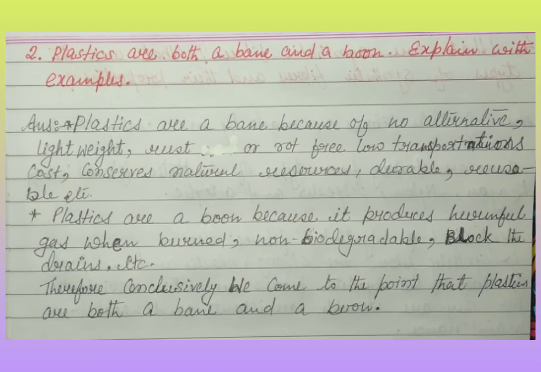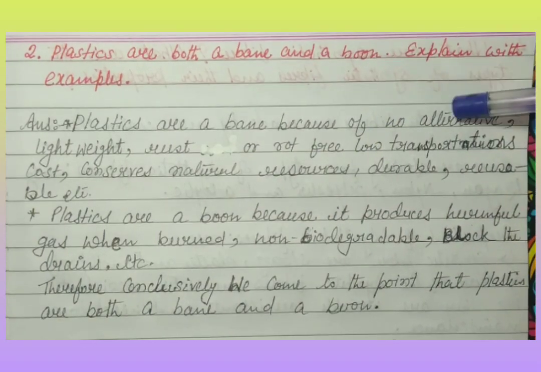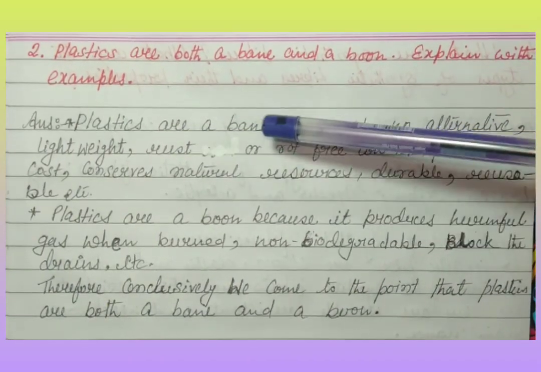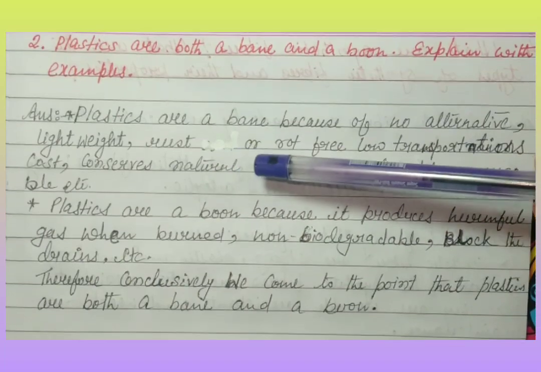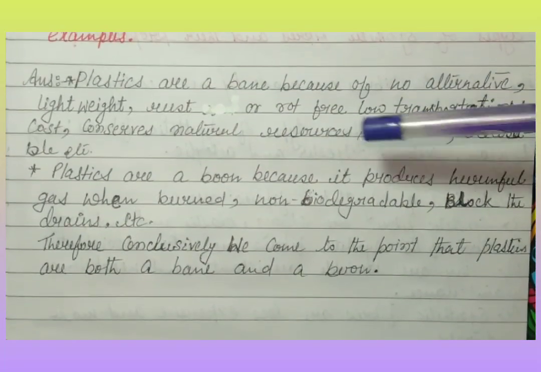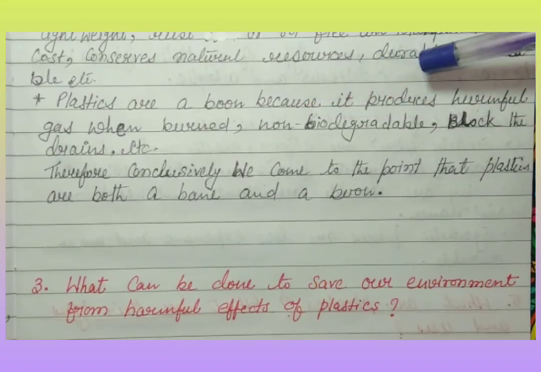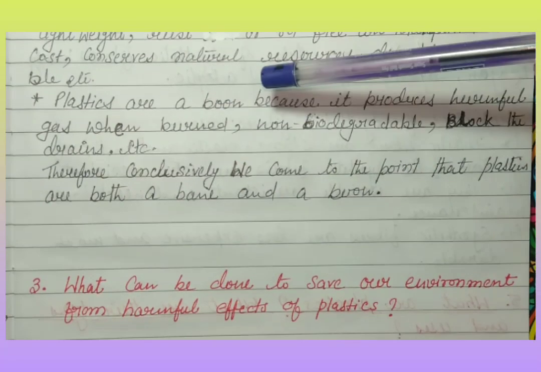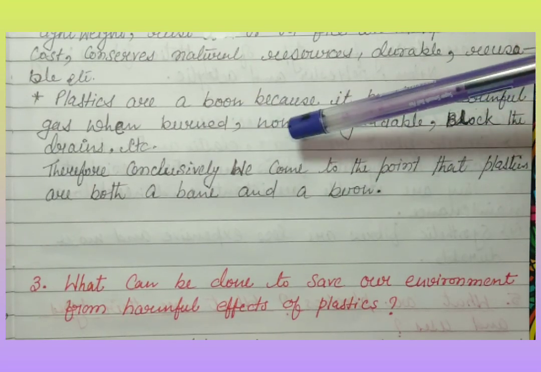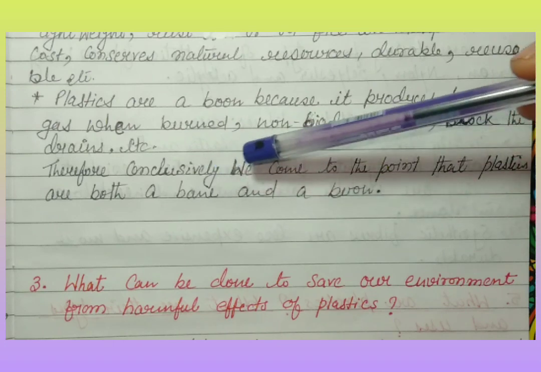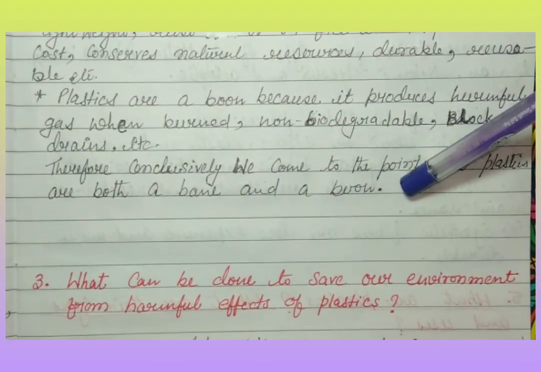Plastics are both a bane and a boon. Explain with examples. Plastics are a boon because of no alternative, lightweight, rust or rot-free, low transportation cost, conserves natural resources, durable, reusable, etc. Plastics are a bane because they produce harmful gas when burned, are non-biodegradable, block the drains, etc. Therefore, conclusively, we come to the point that plastics are both a bane and a boon.